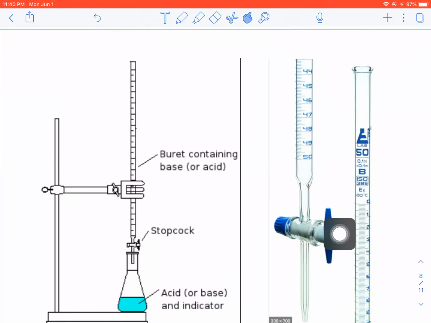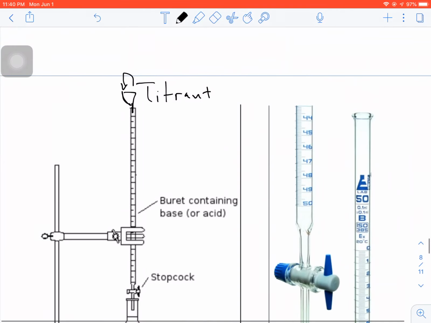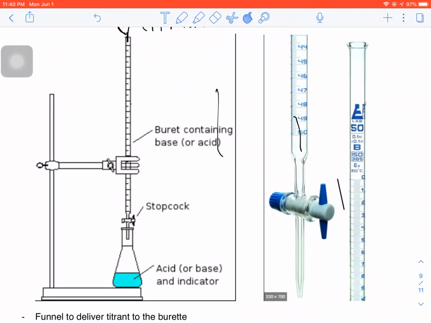So if it's not at room temperature, the accuracy is going to be a little bit off. What I'm going to do is fill this long tube with my sodium hydroxide, which is my titrant. The titrant goes in here. I'm going to put a funnel up top and pour my titrant into the burette. At the bottom is the stopcock. You can see it in the picture here.